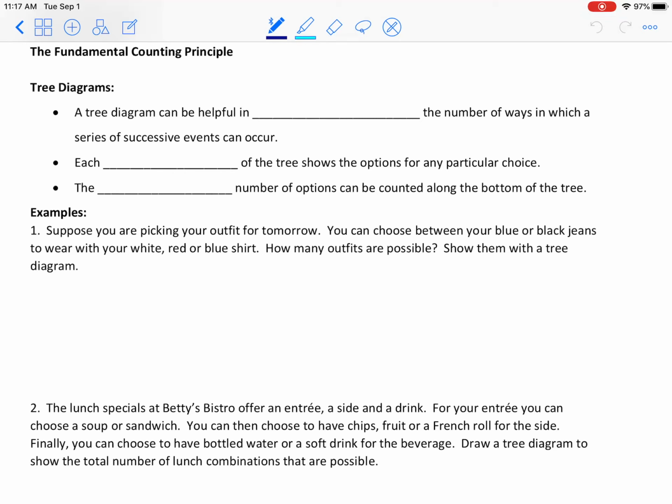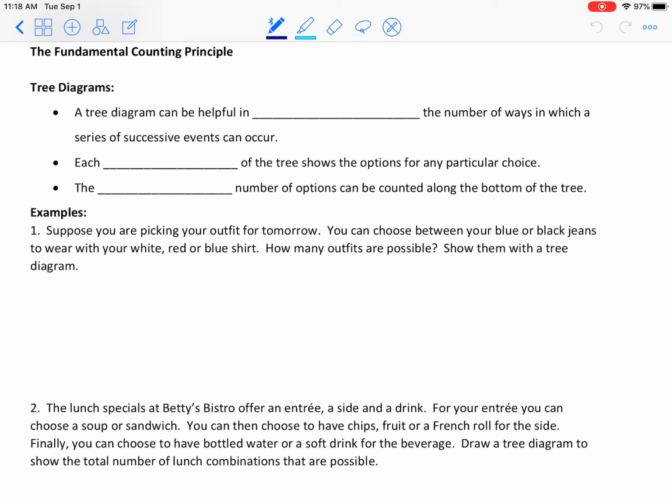What the fundamental counting principle is going to allow us to do is to show and find all of the different possibilities that are out there, the total number of possibilities in a certain situation where you're choosing between multiple things.